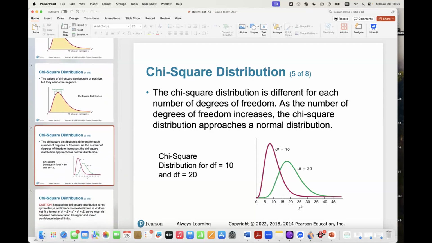And the chi-square distribution is different for each number of degrees of freedom. As the number of degrees of freedom increases, so you can see here, df is 20, the chi-square distribution approaches a normal distribution. So the shape is similar to a bell shape and is more symmetric compared to the red one here.